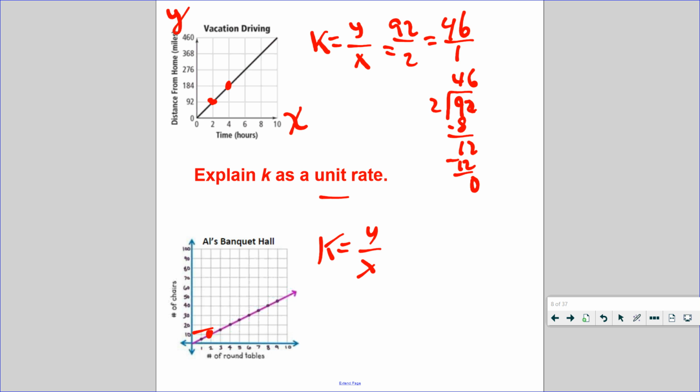So Y is 10, and that is the number of chairs. So there are 10 chairs for 2 round tables. So how many chairs are there for each round table, or per table? 10 divided by 2 is 5 over 1, or just 5. But what does that mean? There are 5 chairs per round table.